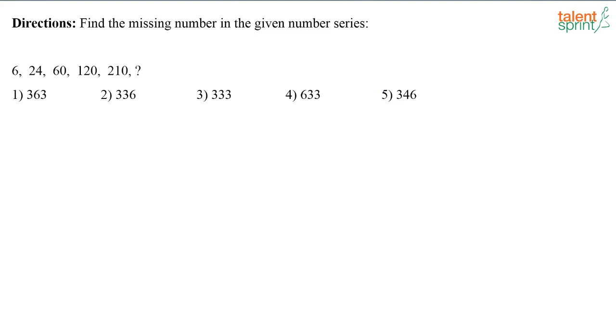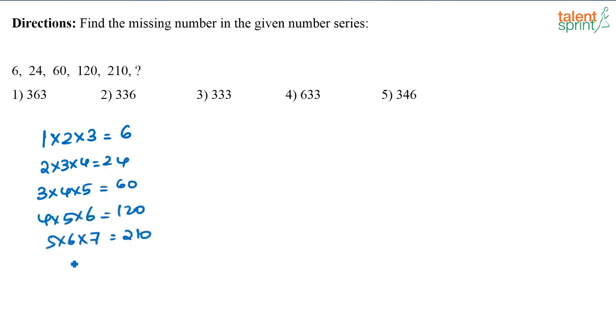574. Next. 6, 24, 60, 120, 210, question mark. This was a very easy one. What's the answer here? See, 1 into 2 into 3 is 6. 2 into 3 into 4 is 24. 3 into 4 into 5. So the answer that we are looking for is 6 into 7 into 8, 336. Option 2 is your answer.